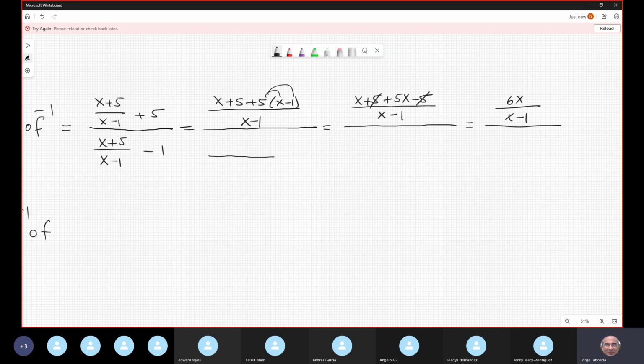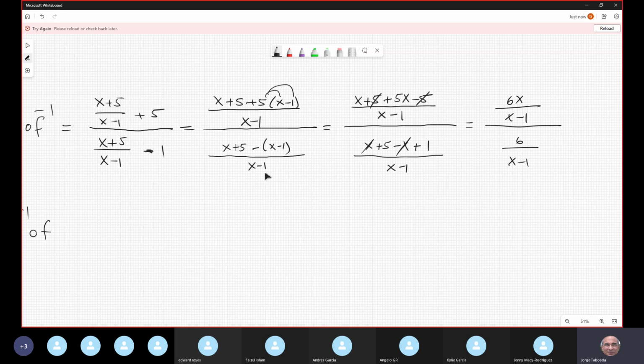It's similar. The LCD is x minus 1, is x plus 5, minus x minus 1. This minus, of course, involve everything. So now in the second part, we copy x plus 5 minus x plus 1. This is cancelled, and 5 plus 1 is 6 over x minus 1.